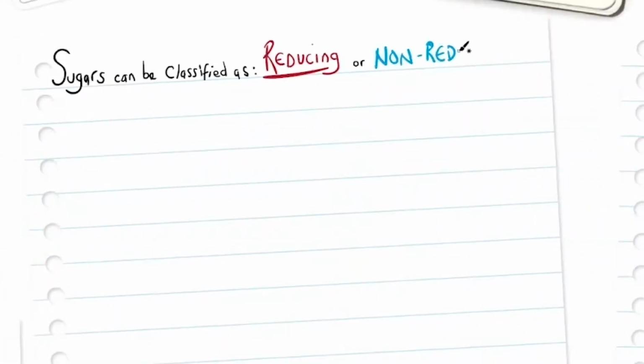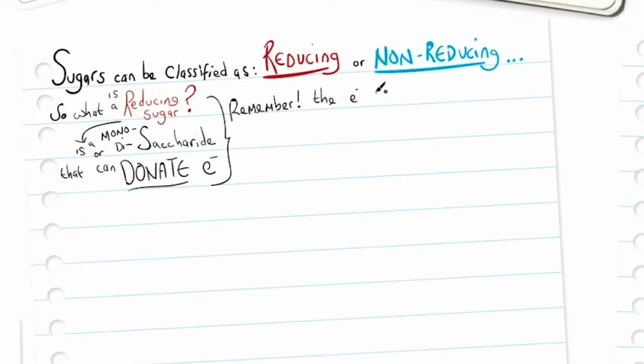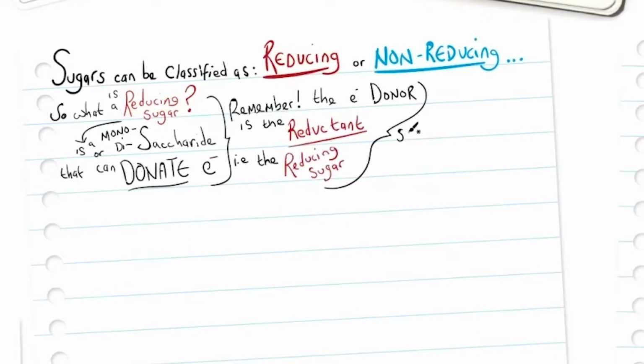So sugars can be classified as reducing or non-reducing. So what is a reducing sugar? Well, a reducing sugar is a mono or a disaccharide that can donate electrons. Remember, the electron donor is the reductant, i.e. the reducing sugar. So the reducing sugar acts as a reducing agent.